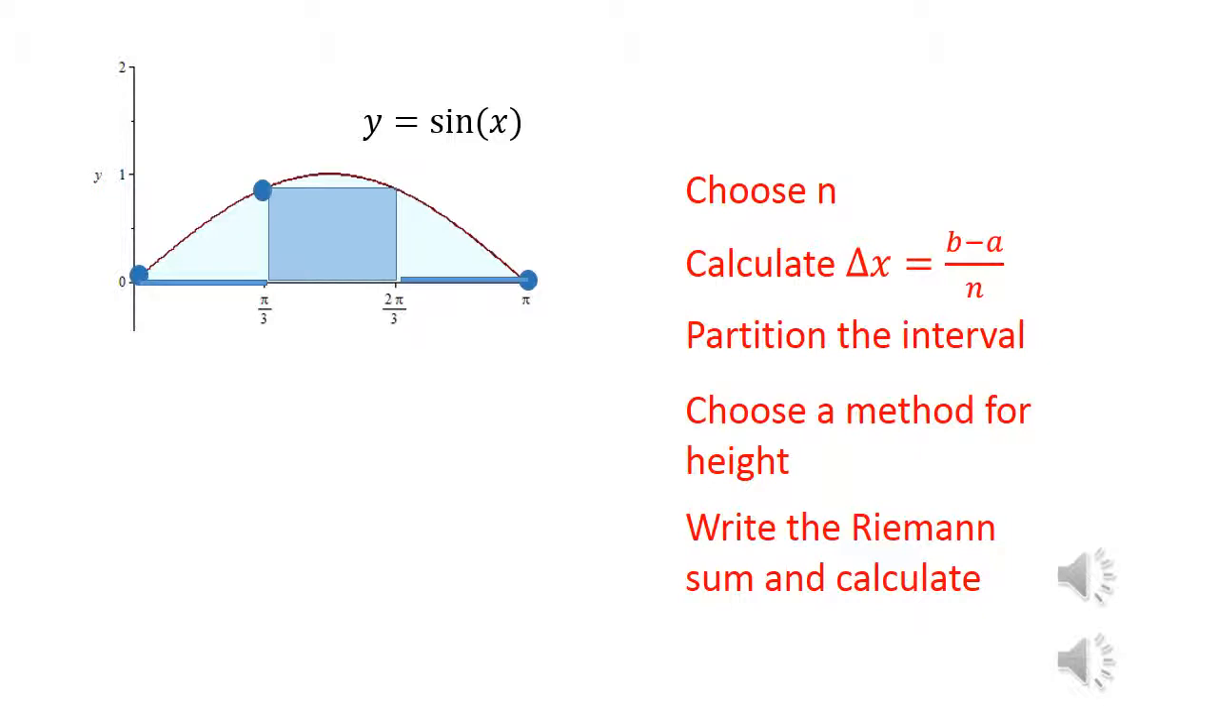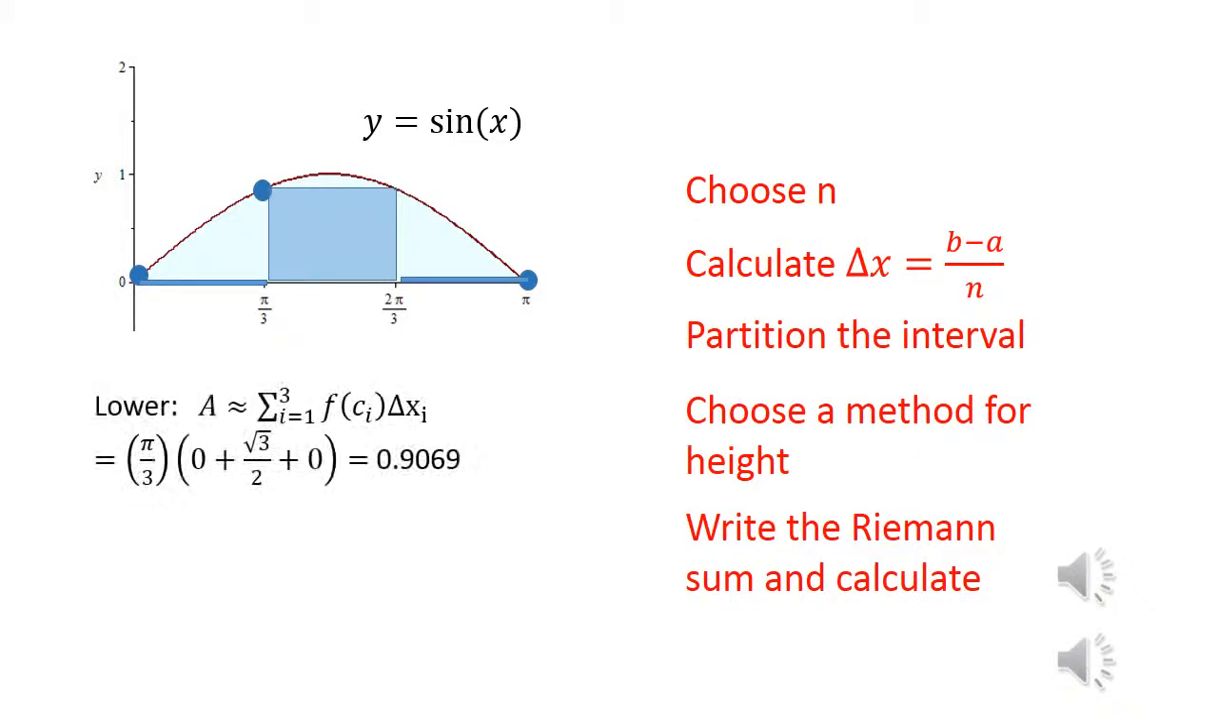So, the only contribution that we get to area comes from the middle rectangle, which has a minimum height of root 3 over 2 at x equals pi over 3. Constructing the lower sum, we get the result, which is that the lower sum is 0.9069.